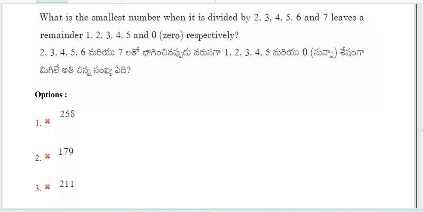Let us see the next question. What is the smallest number which, when it is divided by 2, 3, 4, 5, 6 and 7, leaves the remainder 1, 2, 3, 4, 5 and 0 respectively.